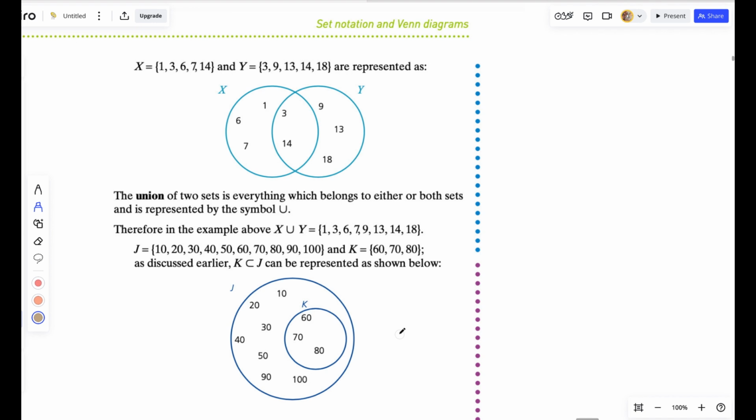Now here is another example, for union. There's another term we call union. For union, we give you X as 1, 3, 6, 7, and 14, and Y as 3, 9, 30, 40, and 18. Now for union, you also find the overlap. What is common? There's 3 here, there's also 3 here. There is 14 here, there's also 14 here. So this is the intersection.